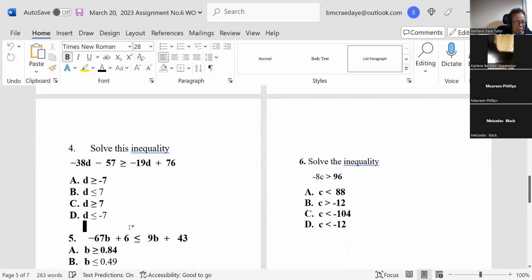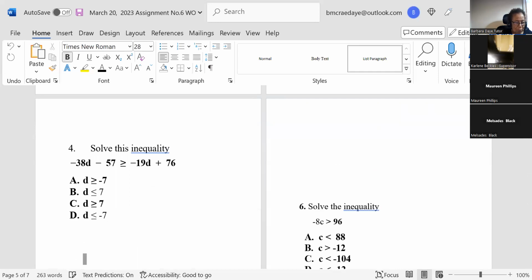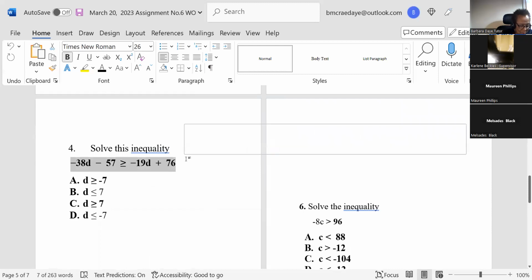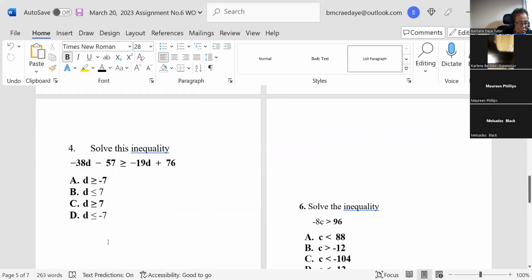Maureen, you want to tell me? Yeah, I got to concentrate. Okay, so let's just take it a step at a time. And you can do it any way you want to do it. There's no wrong way to do it. If you want to start with the variables, that's okay. If you want to start with the constant, that's okay. So how do you want to start?